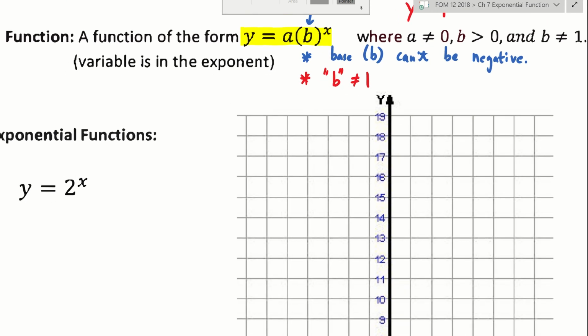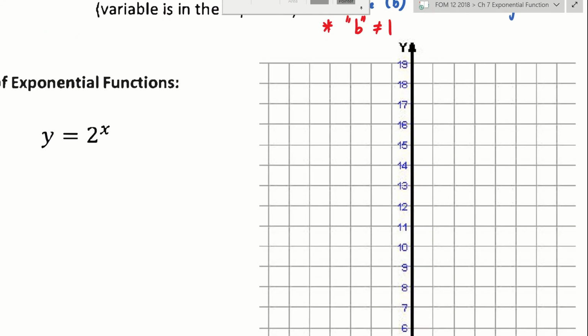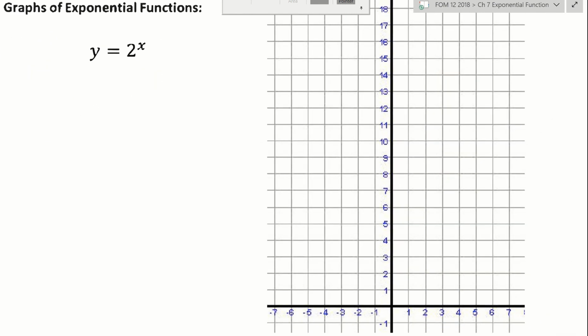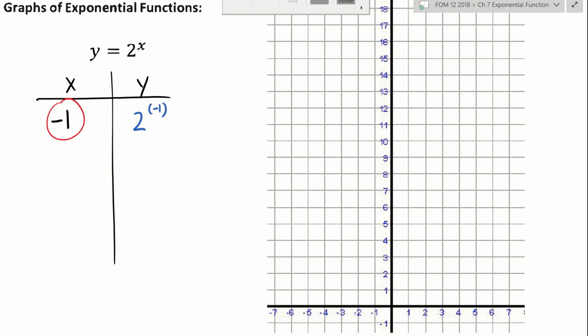So let's look at this type of function. In this case, let's say 2 to the power of x, and see what it looks like. So if we actually draw this graph, we're going to have some x values and some y values. And we're going to start with, let's say, a number like -1, right? So when x equals -1, what's y? The y value should be 2 to the power of -1. That's what the x is, right? So you put the x in here, and then you get 2 to the power of -1.